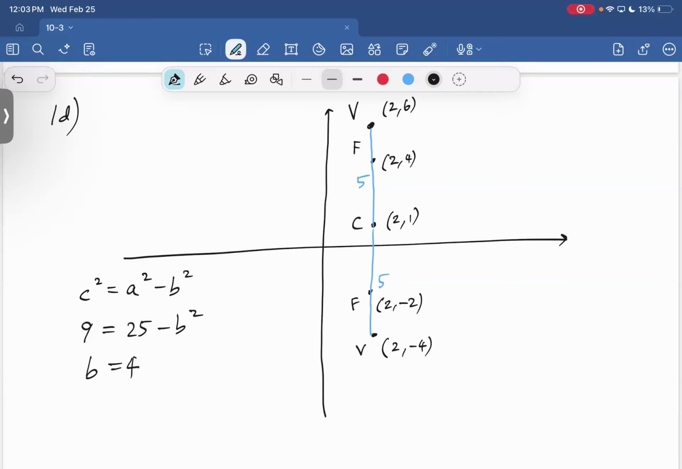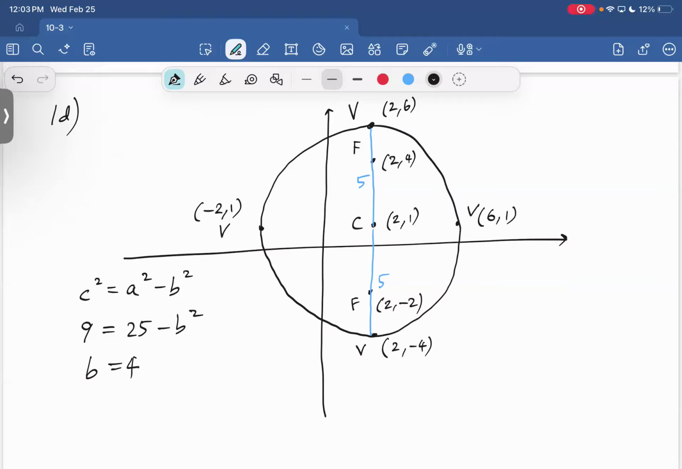And so that means our other vertices are going to be 4 to the right and 4 to the left of the center. So we'll have one vertex here at (6, 1), and another vertex here at (-2, 1). So our ellipse will look like that. Not very nice looking, but it is what it is.